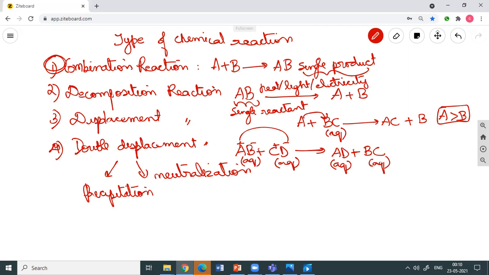So in this way, we have these 4 types of chemical reactions which are very important from the exam point of view, and certainly there will be questions asked on this. So in detail, let's go into each and every type of reaction.